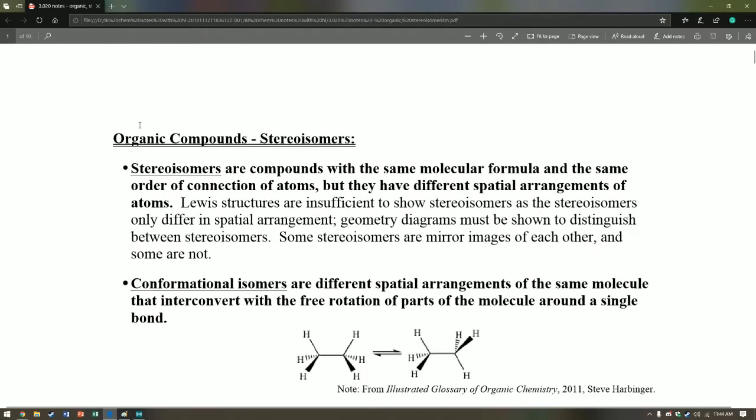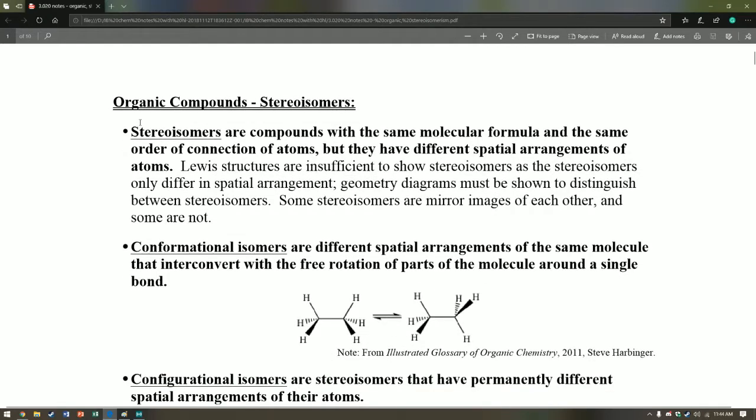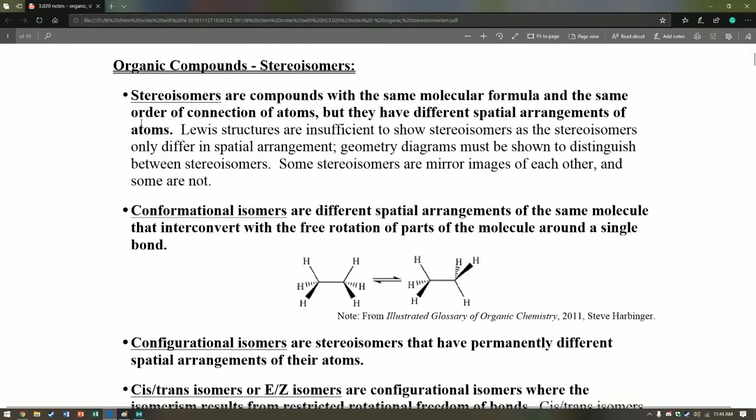Guys, welcome back. Today's topic is organic stereoisomers. Let's start with formally defining a stereoisomer and the different types of stereoisomer, and then we'll go into some specifics later. Formally defined, stereoisomers are compounds with the same molecular formula and the same connection order, but different spatial arrangements.